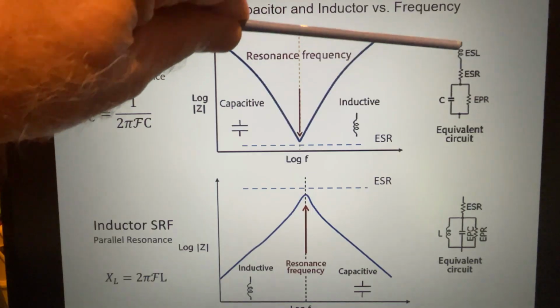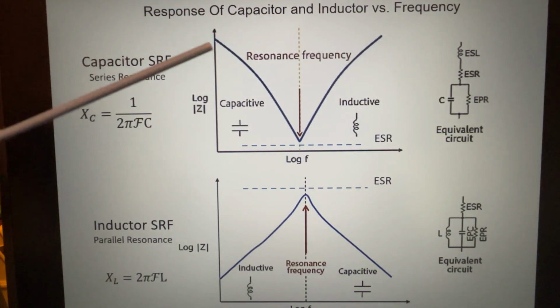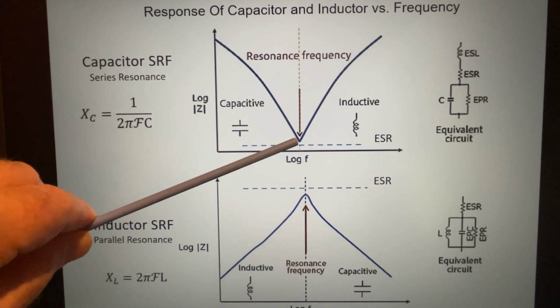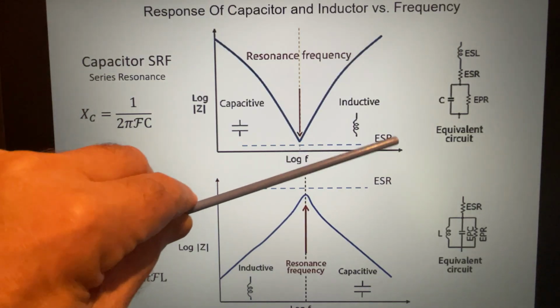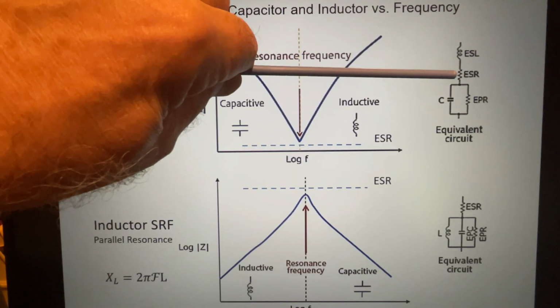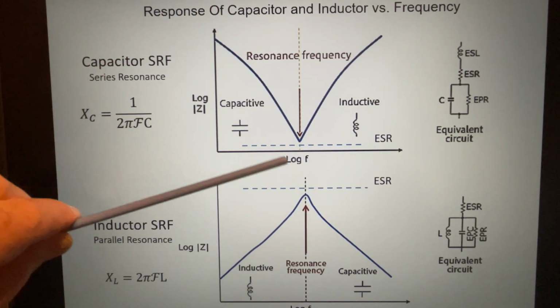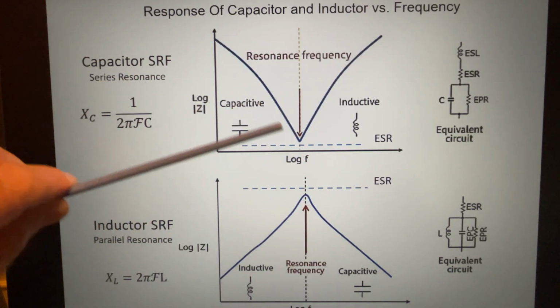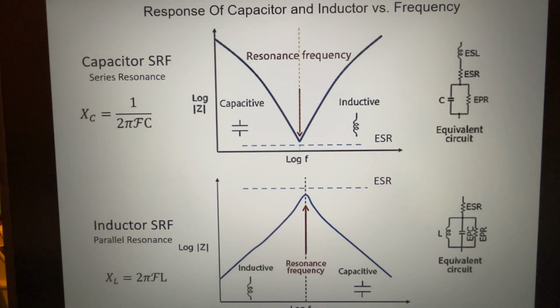Recall your equivalent circuit, right? We've got series capacitance and series inductance. So this is the point where the capacitive reactance and inductive reactance are equal, and the total impedance of the capacitor is then just the equivalent series resistance shown here. If we continue to increase that frequency, then the capacitor actually becomes more inductive. And we'll talk a little bit more about this when we look at series and parallel circuits.